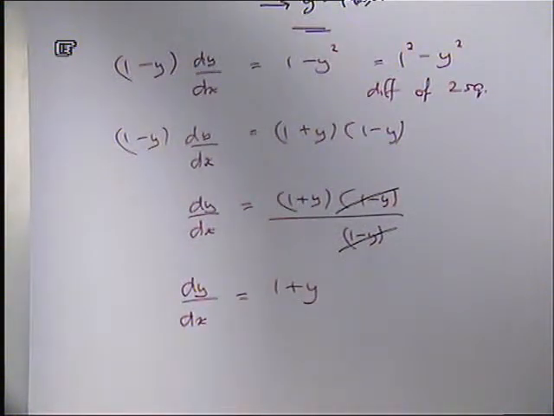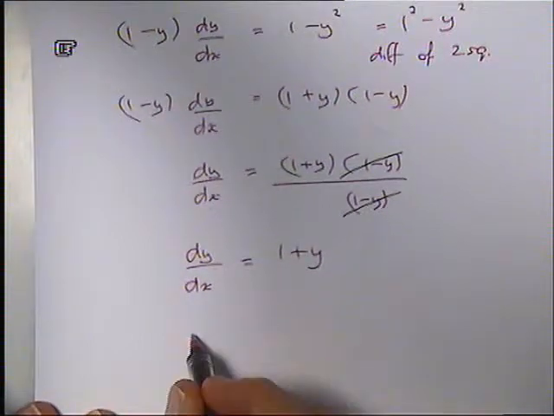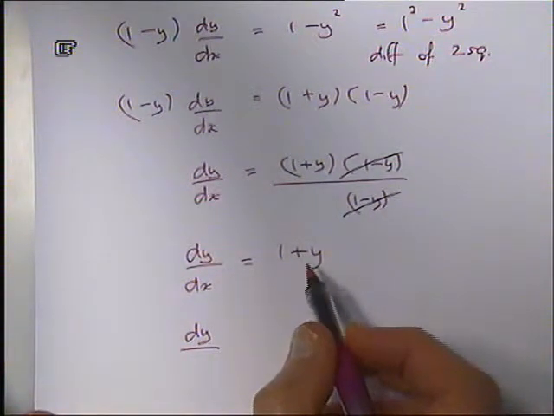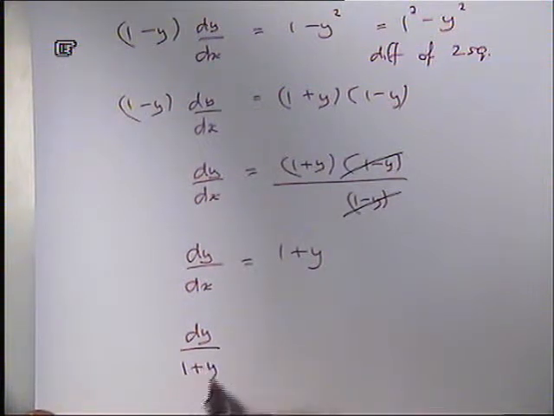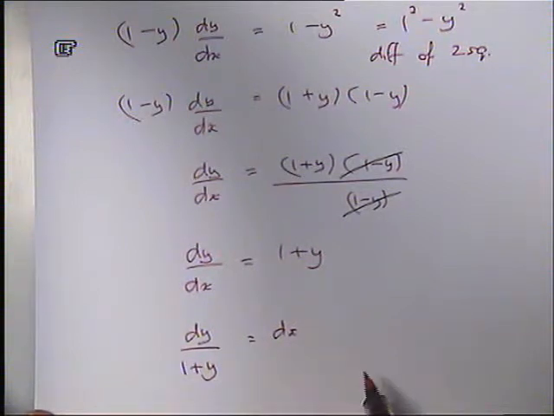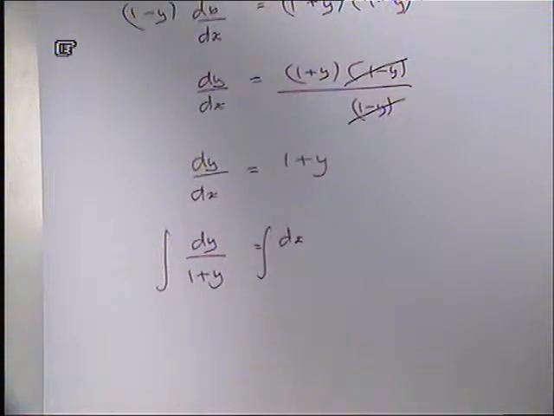Now it's separate your variables and integrate. Keep the y's over here because there's a dy at the top of the fraction. So move that 1 plus y down here. Move the dx up to the top of the other side. So you've separated the variables and then you're integrating.